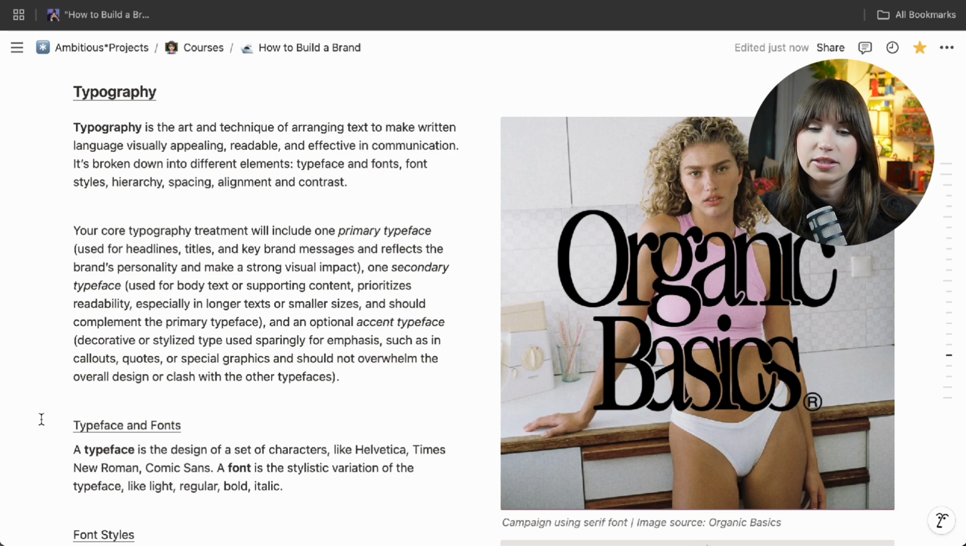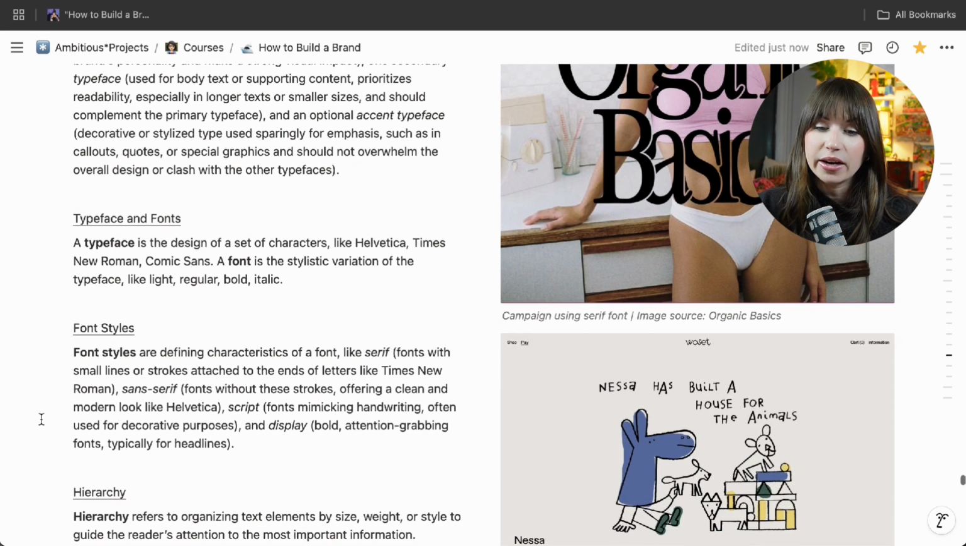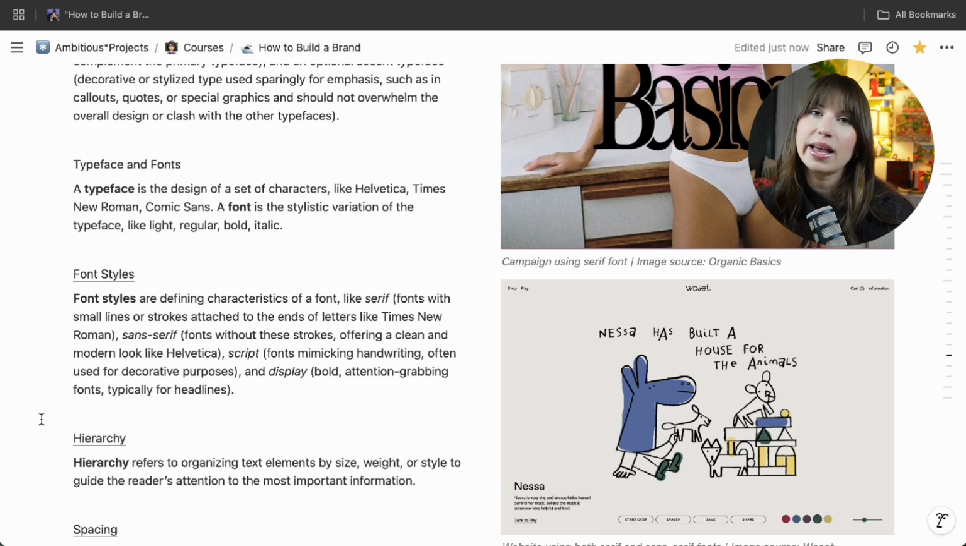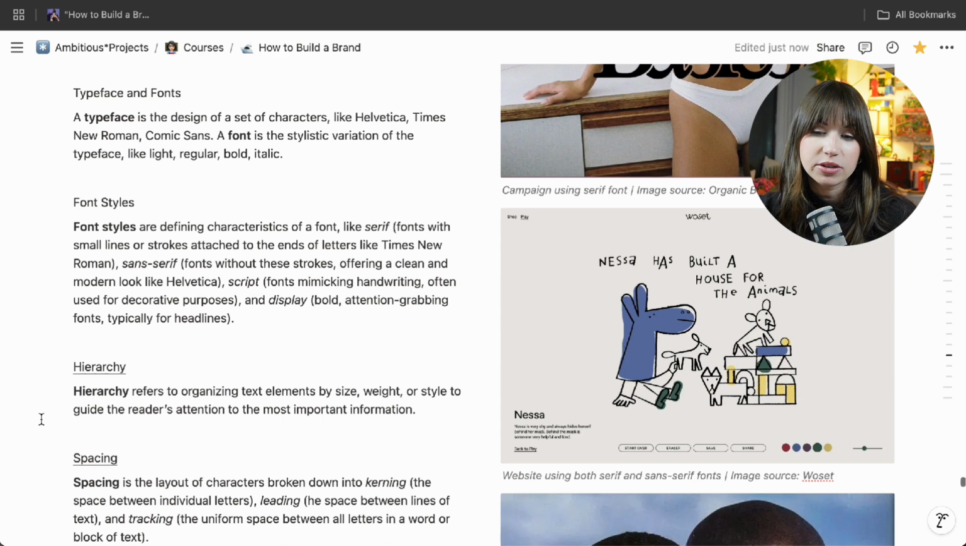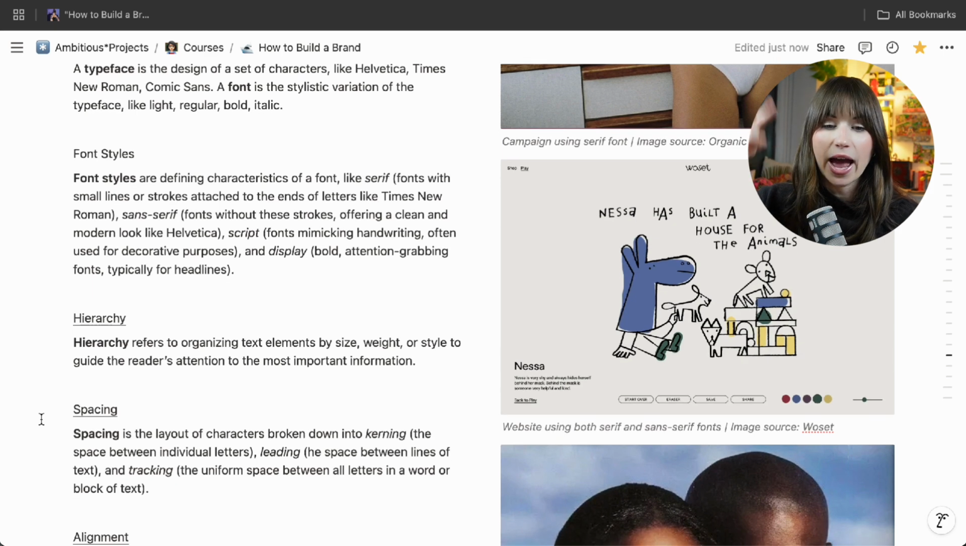So what is typeface in fonts? A typeface is a design of a set of characters. So that's like Helvetica, Times New Roman, Comic Sans. And then a font is the stylistic variation of the typeface like lightweight, regular weight, bold weight, or italic. Font styles are defining characteristics of a font like serif, so fonts that have inflections at the end of the letters like in Times New Roman. Sans serif are fonts without those strokes, script, things that often mimic handwriting, and then you have display, which are like bold, attention-grabbing fonts that are typically used for big headlines.